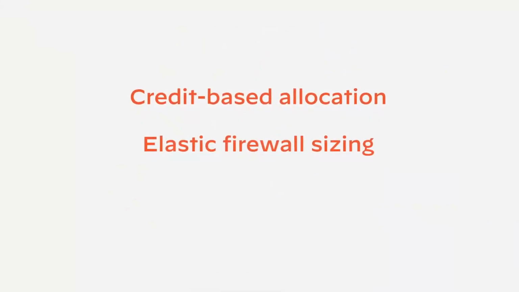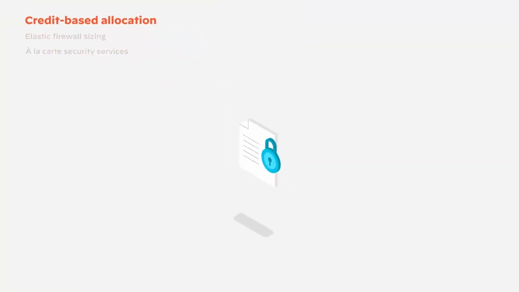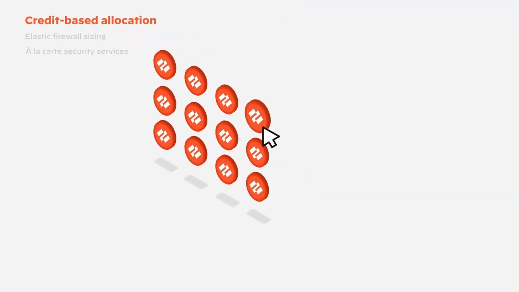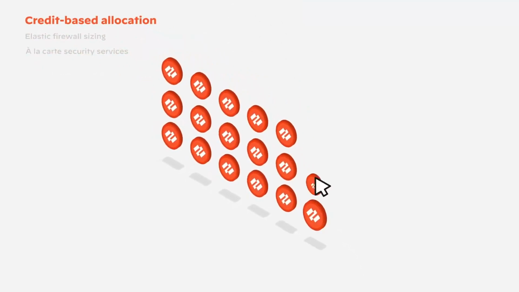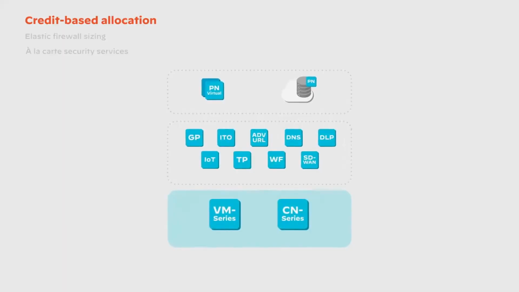Consumption, credit-based allocation, elastic firewall sizing, and a la carte security services. Flexible consumption uses software firewall credits instead of individual licenses, freeing you from difficult forecasting exercises and long procurement cycles. Credits give you complete freedom to quickly procure the precise mix of security controls.